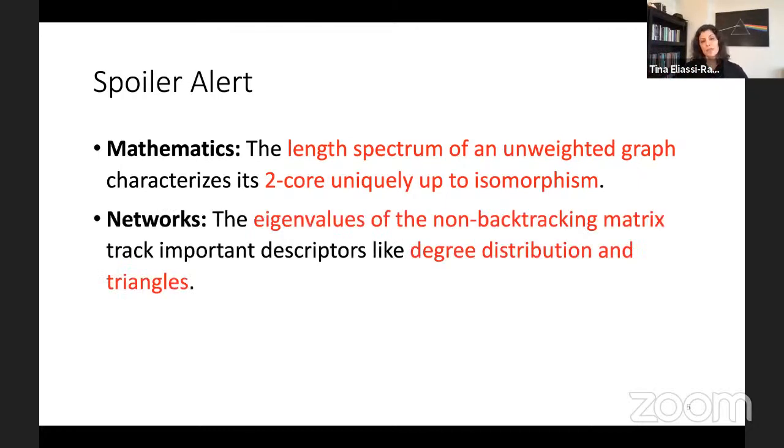In terms of networks, we found that the eigenvalues of the non-backtracking matrix track important descriptors of the network, such as its degree distribution and triangles.